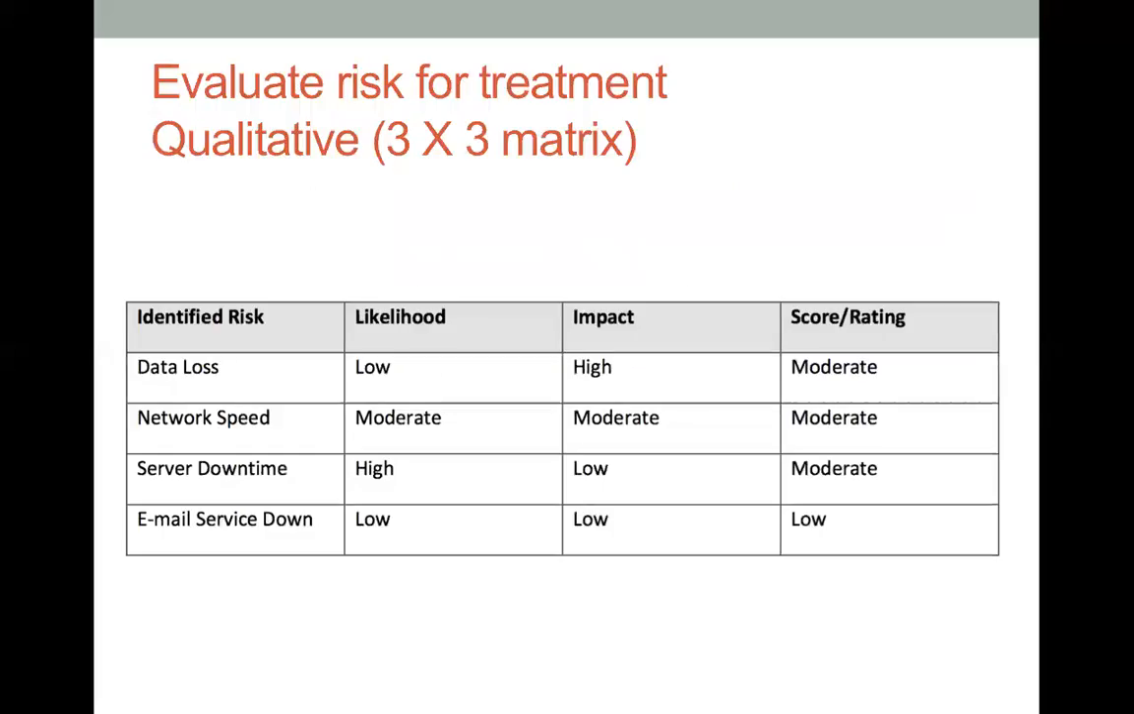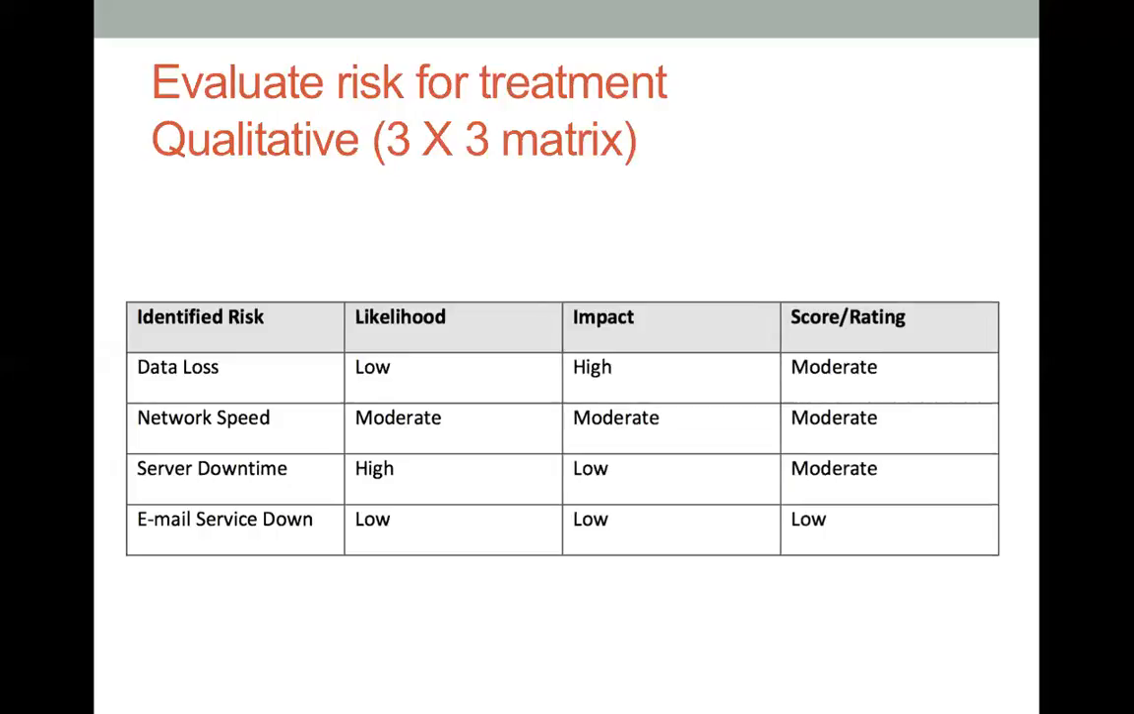Evaluating risk for treatment, we can do qualitative with the 3x3 matrix. In the previous module, I made my recommendation not to use 3x3. I would recommend people to use at least a 5x5 matrix. The reason is that it is going to be more sensitive with a 5x5 matrix rather than 3x3.